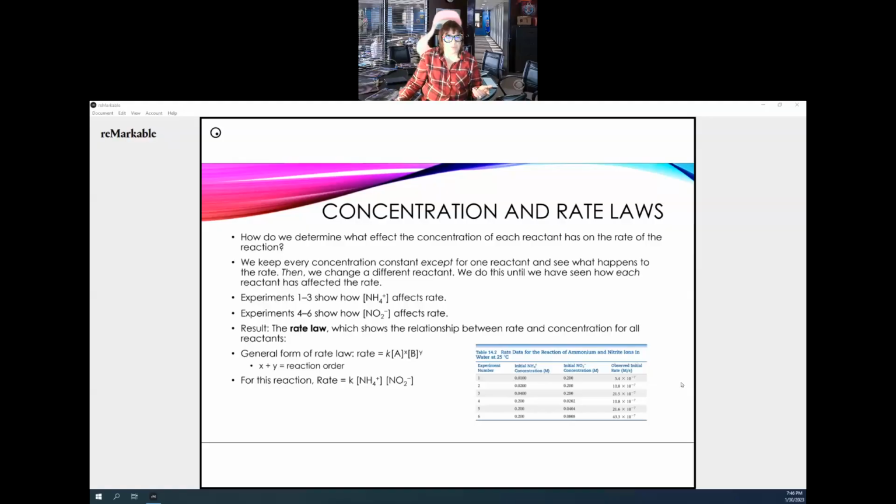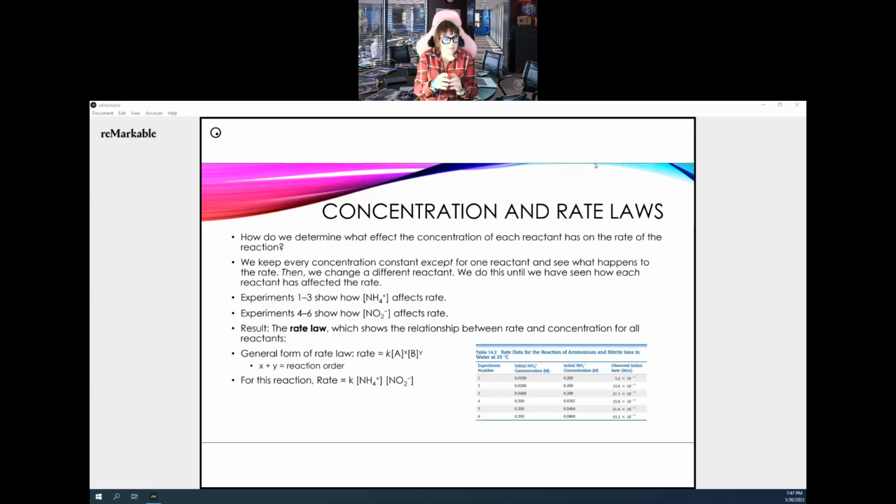Concentrations will affect the rate of that reaction. So let's take a look at what that looks like and what this can mean for us. So, concentration and rate laws. How do we determine what effect the concentration is going to have on the rate of that reaction?